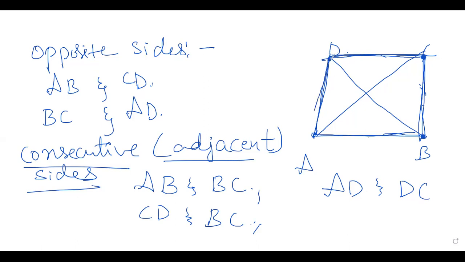Next, you can take AD and AB. See, both are joining at the point A. AD and AB, these two are adjacent or consecutive sides. Okay, children.